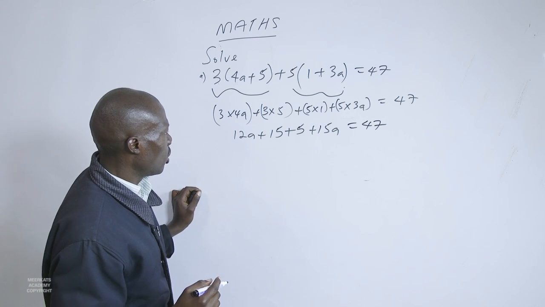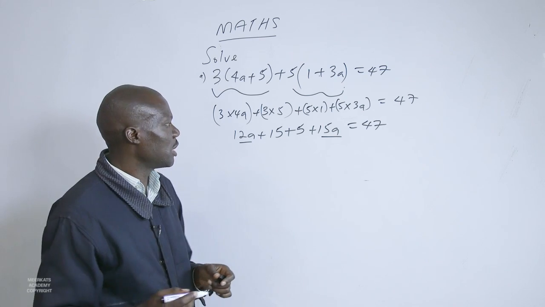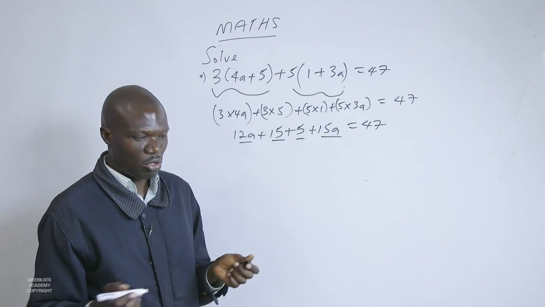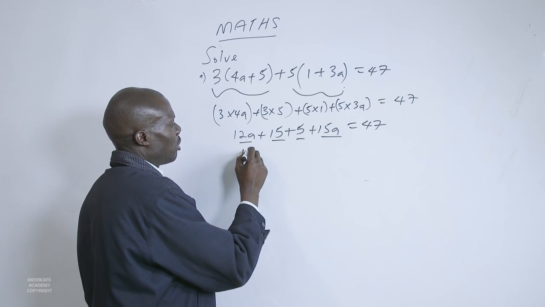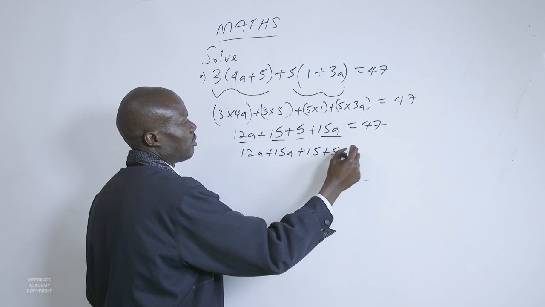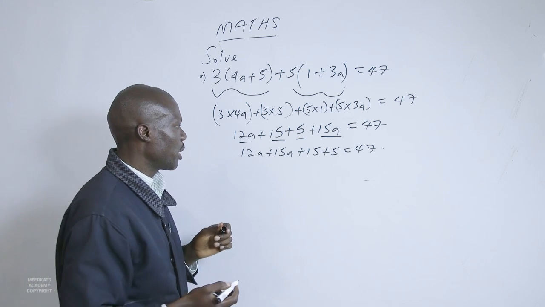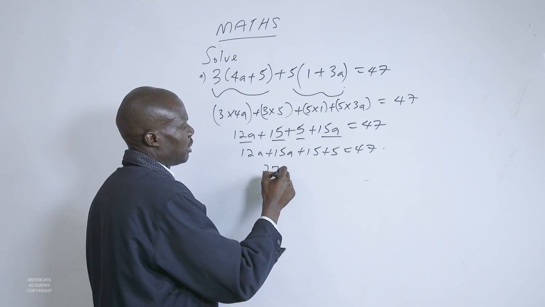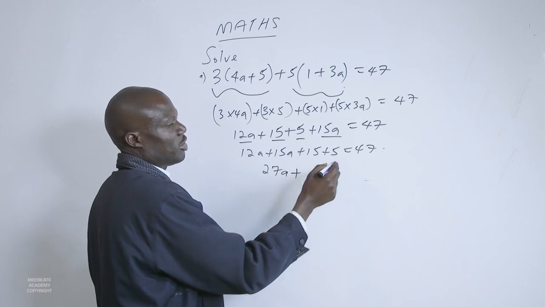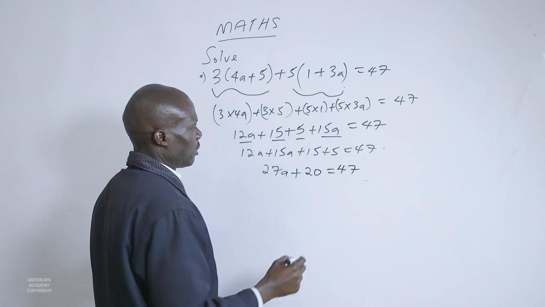As we look at them and collect like terms, we have 12a, we have 15a, we have 15, and we have 5. So we need to collect the like terms. So this will be 12a plus 15a plus 15 plus 5 equals to 47. 12 and 15 can be combined to form 27. And then 15 plus 5 is 20, is equals to 47.